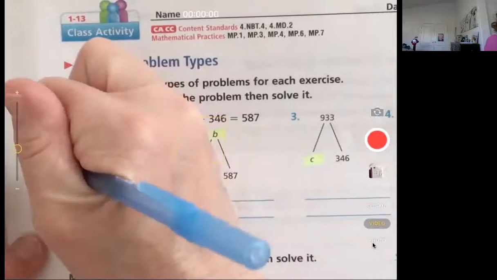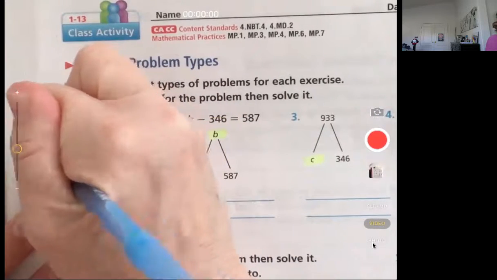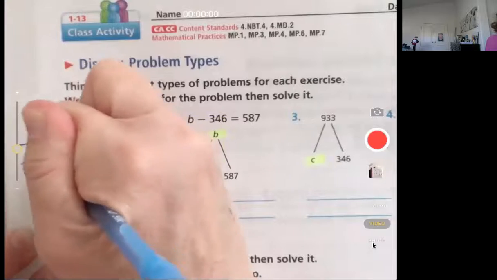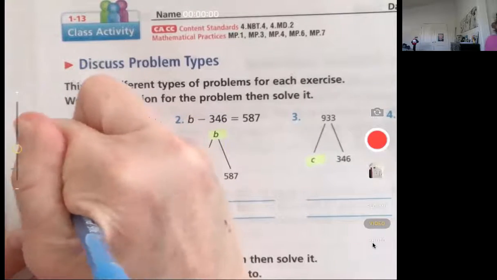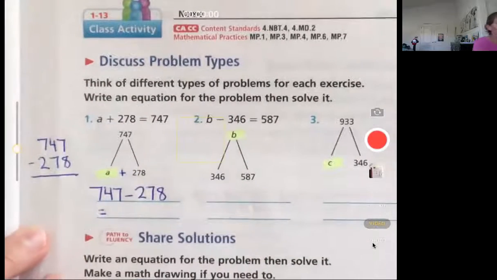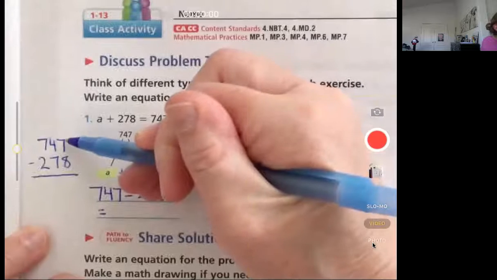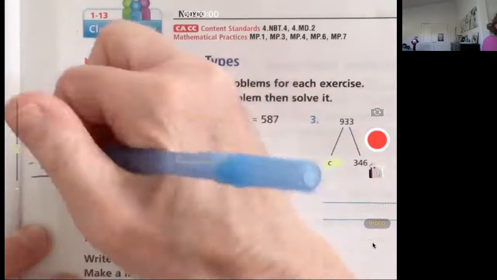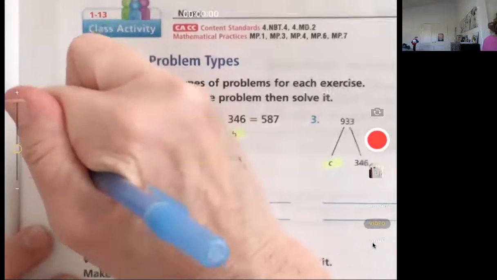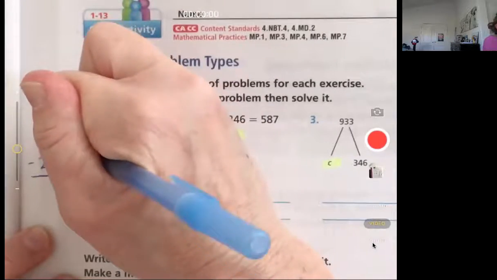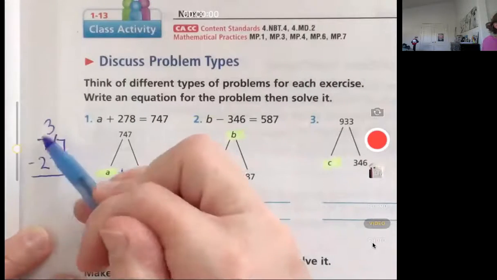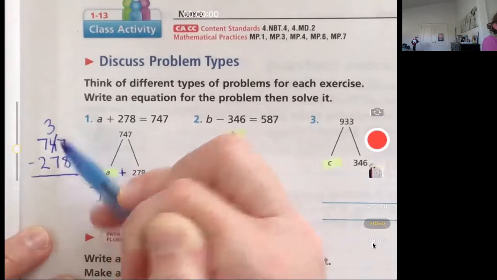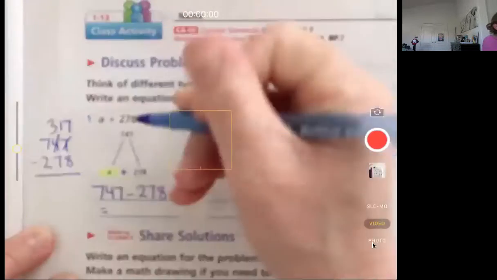I'm going to rewrite it over here. I'm going to make sure that I line my numbers up very well. I may have to do some ungrouping. This one is. I'm starting in the ones place up at the top. I can't take 8 from 7. My neighbor has 4. I'll ungroup it. Taking 1 makes it a 3. And I can give 10 back to the 7. 10 plus 7 is 17.